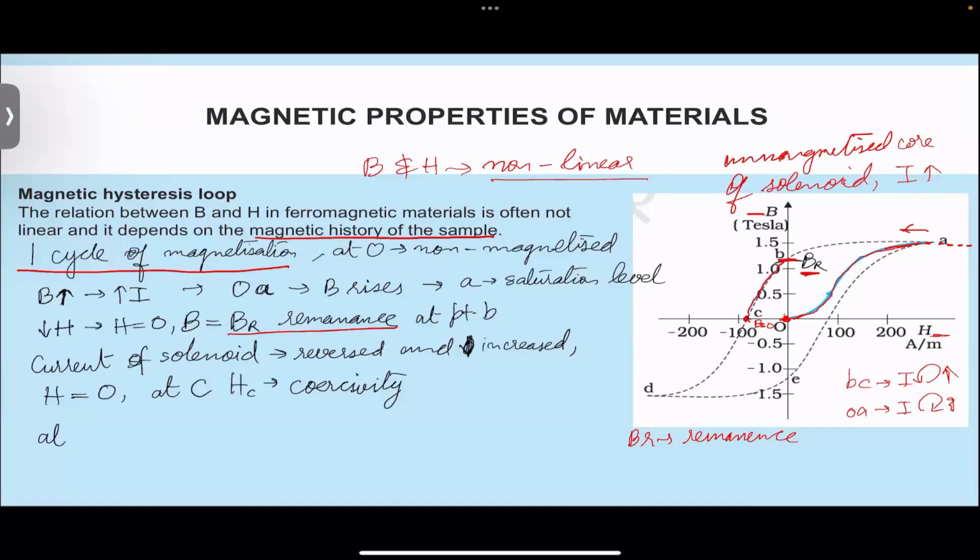This point can be denoted as HC, because you see that there is a value on the H axis, HC. So this is called the coercivity. The value of H at point C is called coercivity.